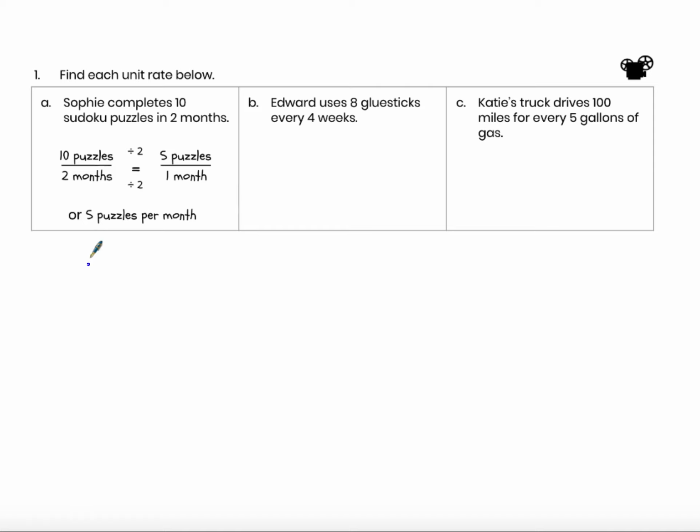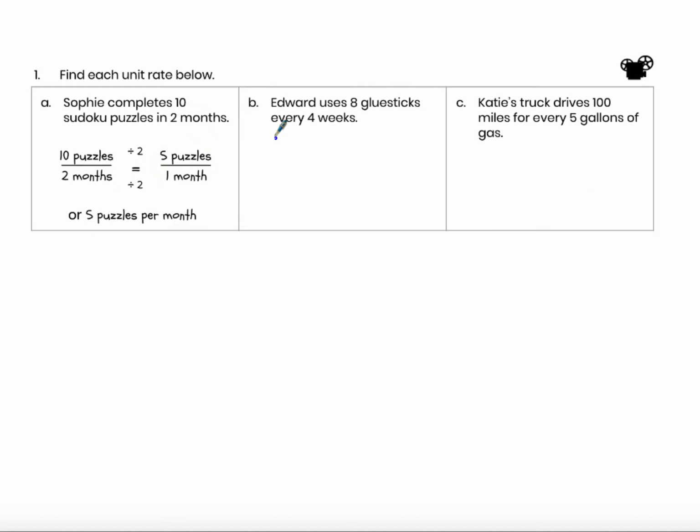To make it a unit rate, we're going to divide the top and the bottom by 2, which gives us 5 puzzles in 1 month. 10 divided by 2 is 5. 2 divided by 2 is 1. Here's where we could also write that 5 puzzles per month. Okay, so when we ask you for the unit rate, this is fine, or this is fine. You do not have to write all 3. Let's go ahead and look at Edward.